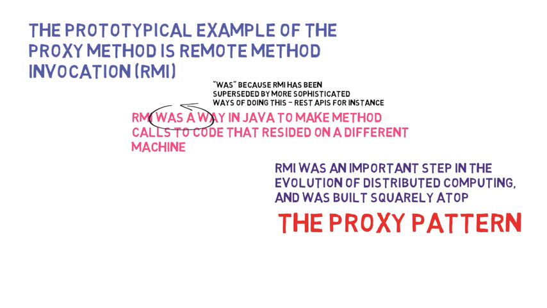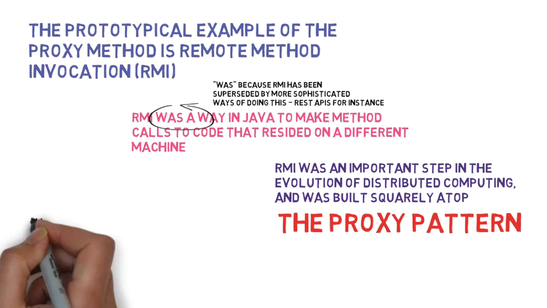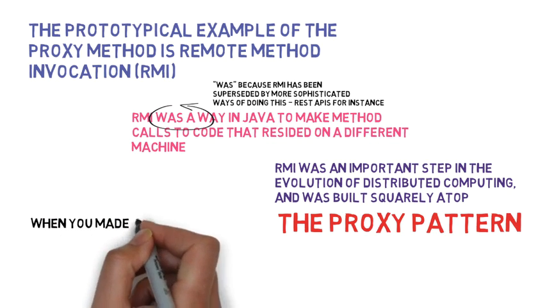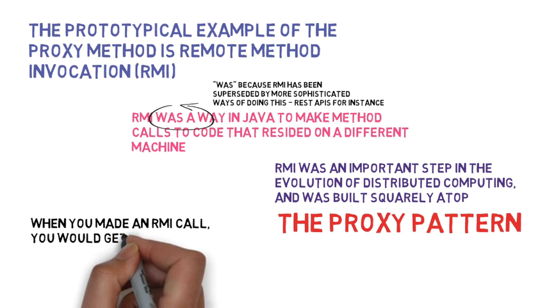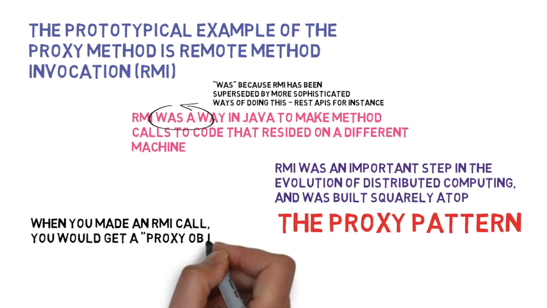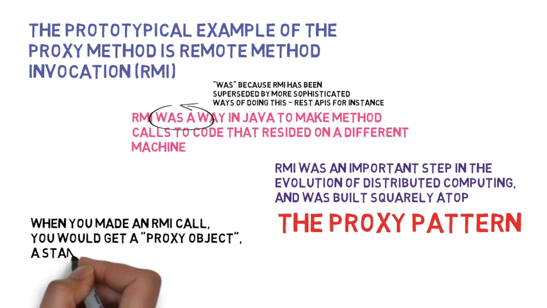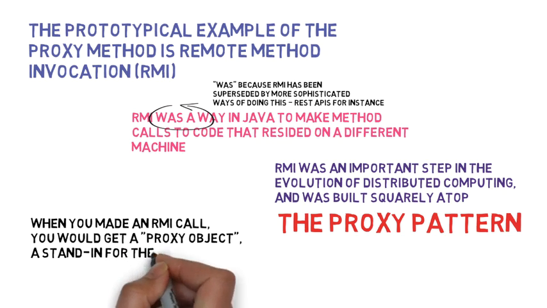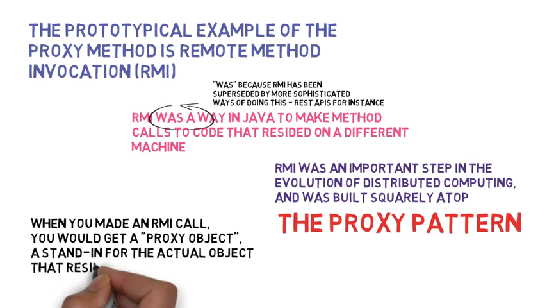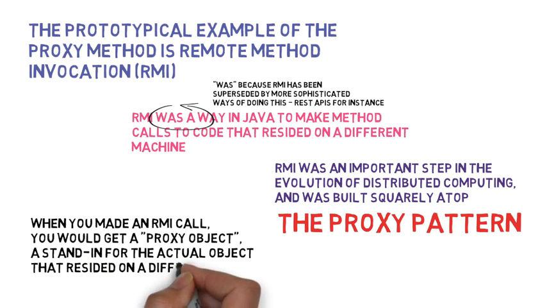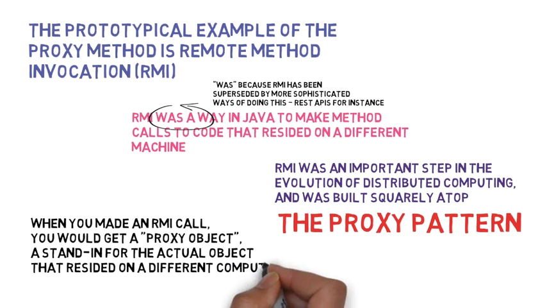Now, what happened when you made an RMI call? On your local machine, you'd get something that's called a proxy object. This proxy object would serve as a stand-in for the actual object that resided on a different computer. It would have all the interface characteristics of the real object, but when you made method calls on it, it would actually marshal its arguments, send them over the wire to the remote machine, get the processing done, and get the result. You on the local machine always dealt with the proxy.